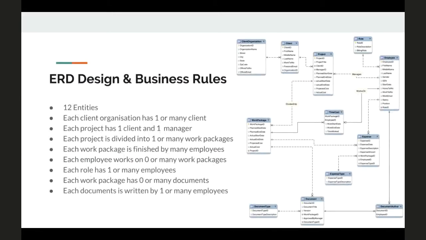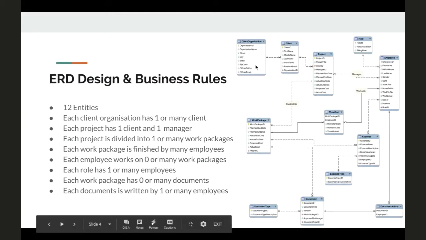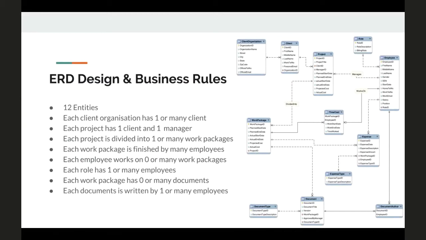And here is the entity relationship diagram. We have a total of 12 entities. Let's start from the top first. As many clients may come from the same client organization, here we use an entity to avoid duplicates. Each project is proposed by one client and is managed by one manager. So here we use a relationship to indicate that each project only has one manager, and each project can be divided into many work packages.